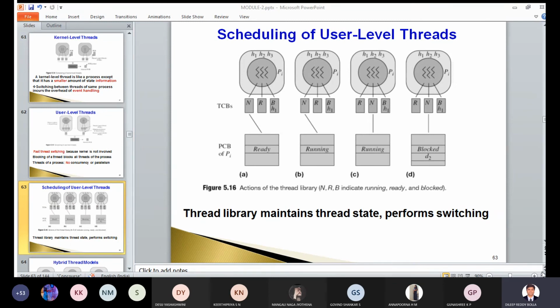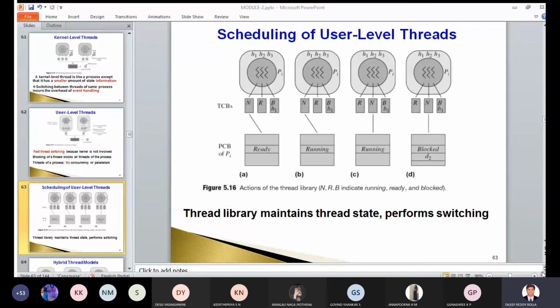So the drawback is what? As the kernel is not involved, the kernel does not know what is happening. That's one of the drawbacks here. And as the kernel itself is scheduling the thread library in the process, the kernel's involvement is also there. And we cannot do anything in parallel. That is one of the drawbacks.